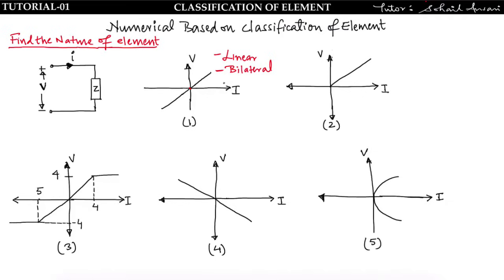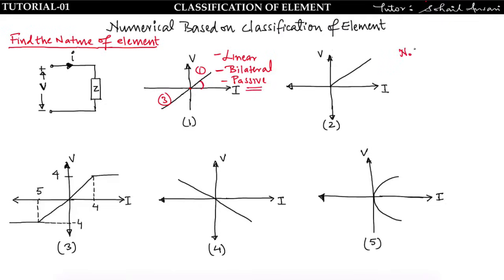And the third check is whether it is active or passive. See, this graph lies in the first and third quadrant, that means this is passive. Or you can say the slope is positive, meaning the value of R is greater than 0. V upon I is nothing but R, so the value of R is greater than 0, so this is passive. V upon I must be positive for passive.